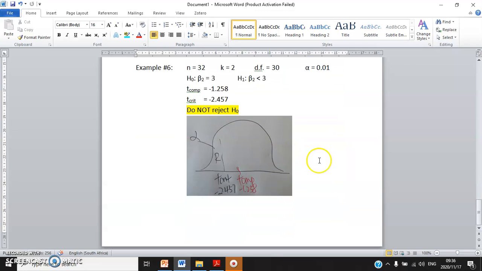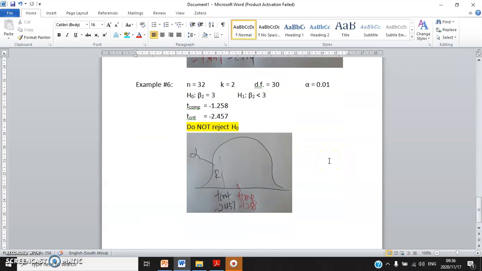And then the last question, before we finish the revision of the first 6 or 7 chapters, would be example 6. Sample size is 32, k is 2, degrees of freedom is 30, alpha is 1%. So again, one-sided left tail test, null hypothesis, B2 is 3. Alternative hypothesis, B2 is smaller than 3. Computed t-stat, I give it to you, minus 1.258.